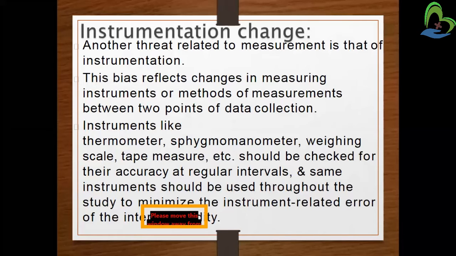Many times instrument variation can also vary the studies. It makes a differentiation in the readings. For example, if I'm measuring the weight of a particular child with an electronic weighing scale, it should be continuously measured with the same instrument for the longer period of time. It can vary. The same thing can happen with other instruments also, like thermometer, sphygmomanometer, weighing scales, measuring tape; all have to be checked for accuracy at regular intervals and the same instruments have to be used throughout.